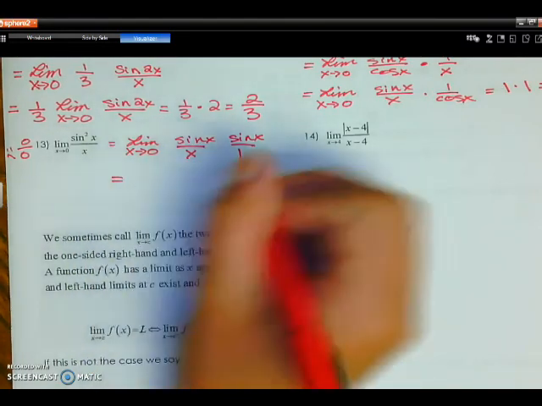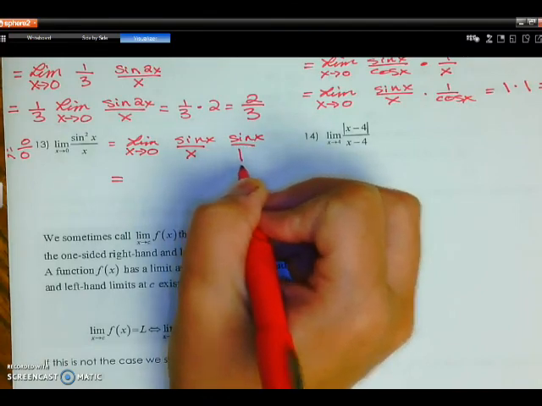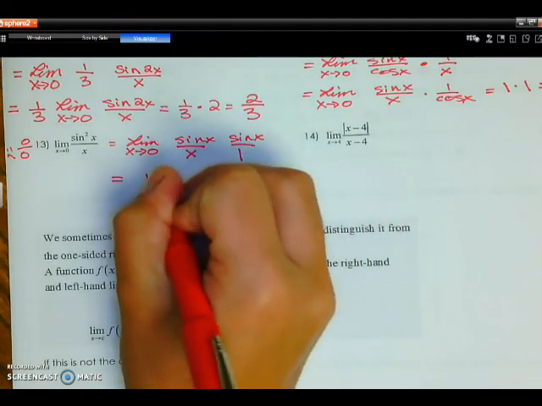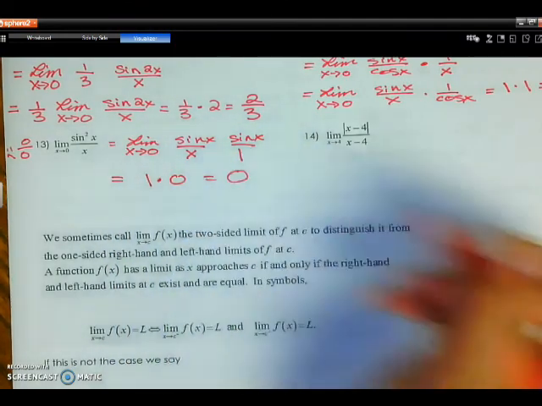So you have 1 times the limit of sine x over 1. Well, plug in a 0 there. Sine of 0 is 0. So you have 1 times 0, which is 0, and you're done there.